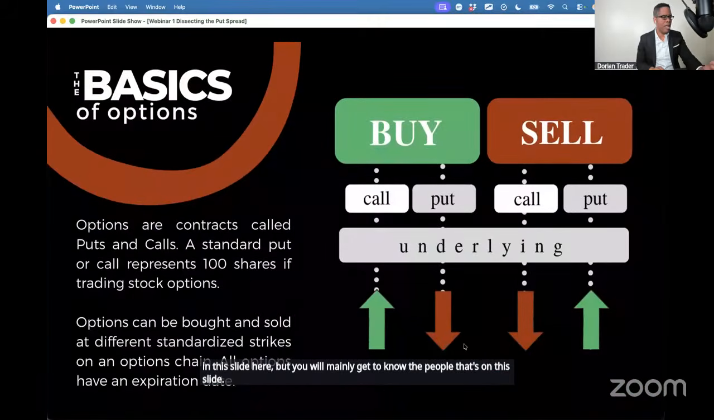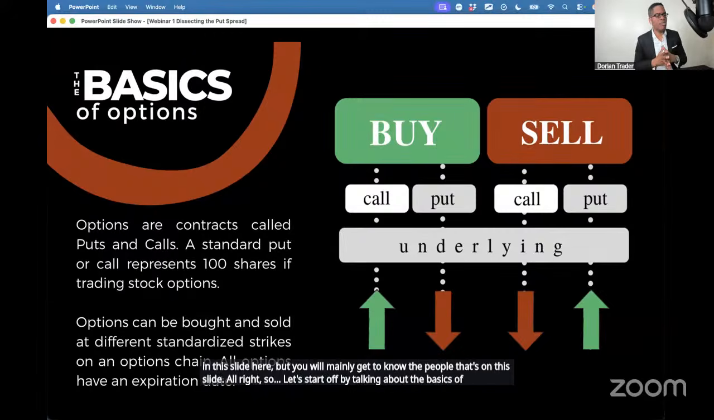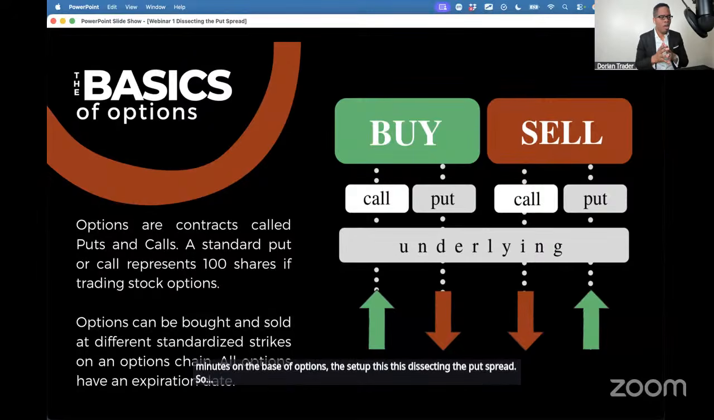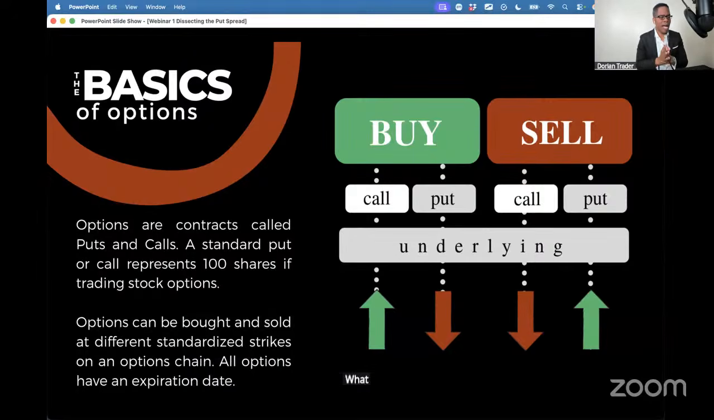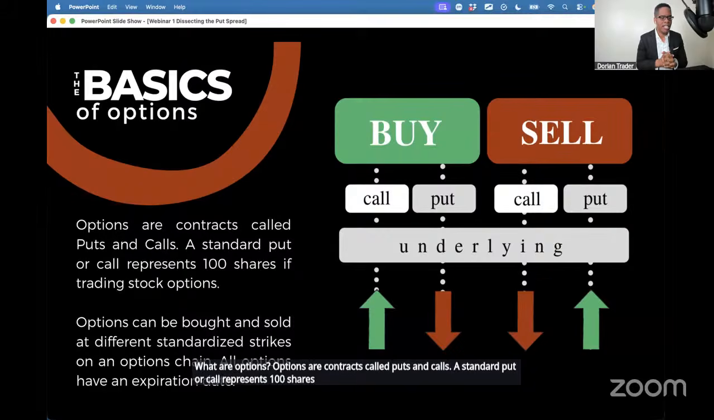All right, so let's start off by talking about the basic options. We're going to spend very quick time, about 10 minutes on the basic options to set up dissecting the put spread. So what are options? Options are contracts called puts and calls. A standard put or call represents 100 shares if you're trading stock options. If you're trading options on futures, which we teach also here at Dorian Trader, it does not mean that.